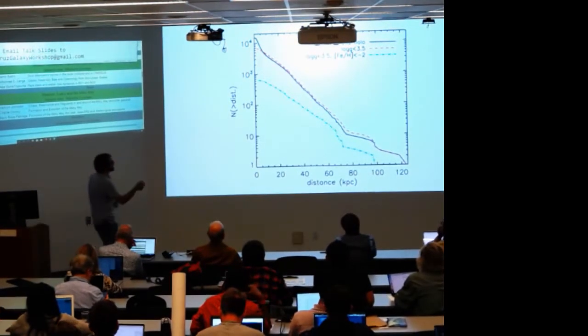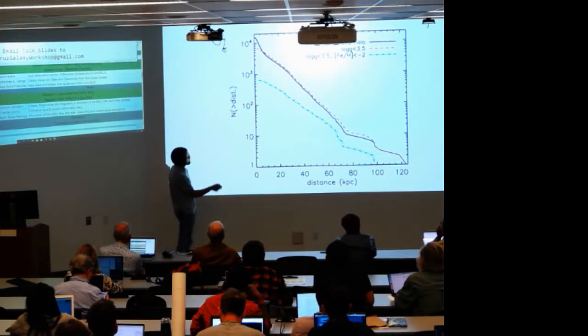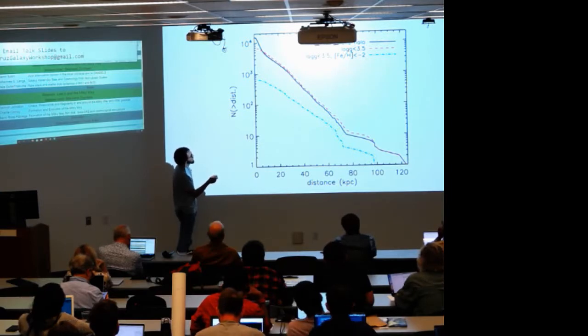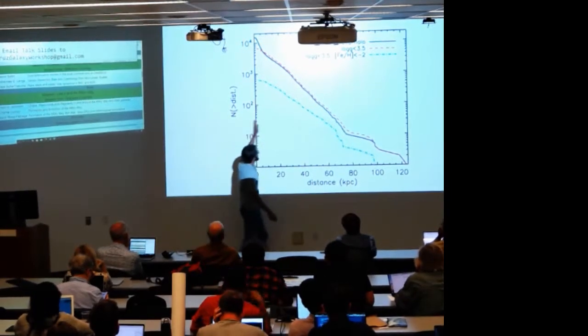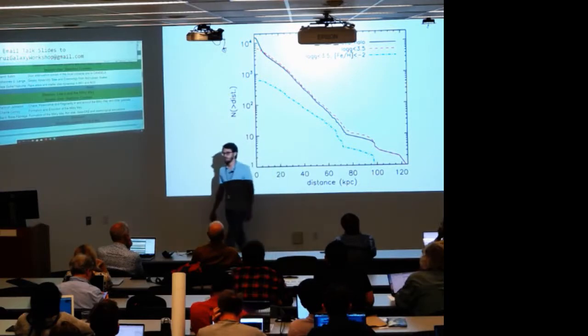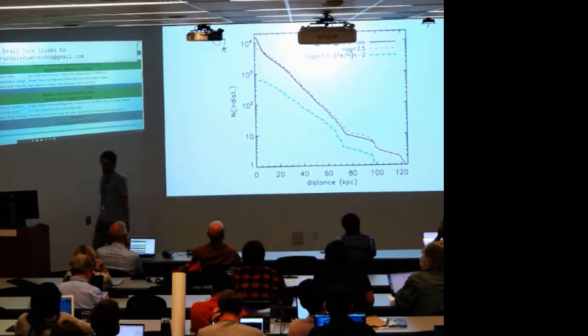So this is a cumulative histogram of the distances just for stars which are either selected to be giants or in the kinematic halo or low metallicity. And you see we have 100 stars out beyond 50 kiloparsecs. And that'll at least double when the sample is done.